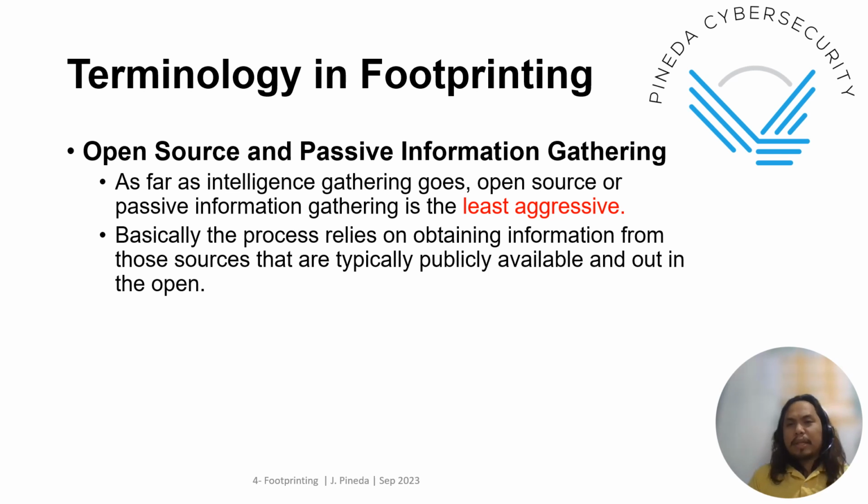So other terminologies include open source and passive information gathering. So open source, so whatever is available, open. Okay, that's passive information gathering. So we say it is least aggressive because we rely on publicly available information.